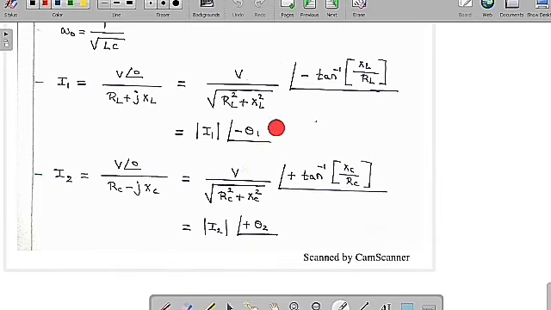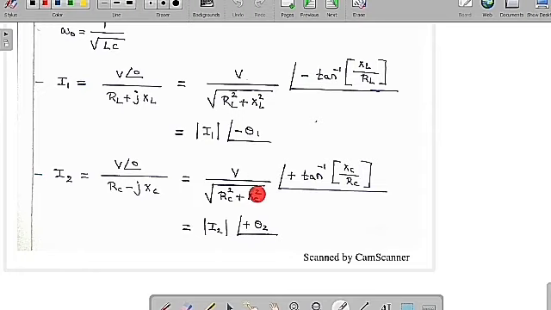I have already told you XL should be equal to XC and RL should be equal to RC. So at resonance, definitely we can say the magnitudes of the currents are equal. Also here XL is equal to XC and RL is equal to RC. So at this condition, the angle theta 1 is equal to angle theta 2. So simply we can say at the resonance condition, the conditions are XL equal to XC and also RL equal to RC.